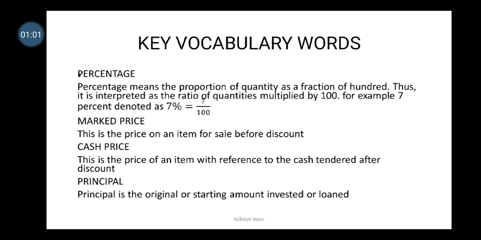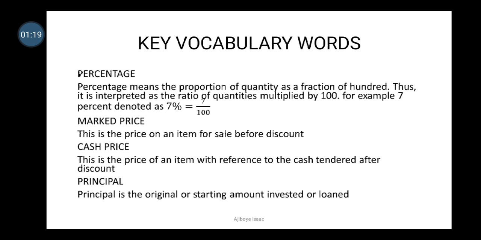Marked price. This is the price on an item for sale before discount. Cash price. This is the price of an item with reference to the cash tendered after discount has been deducted. Principal. Principal is the original or starting amount invested or loaned.